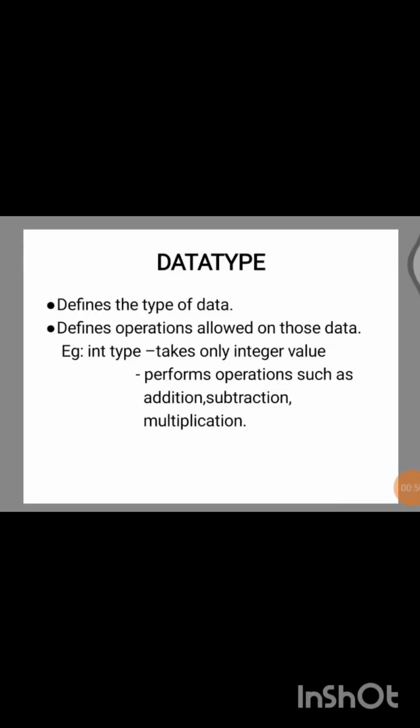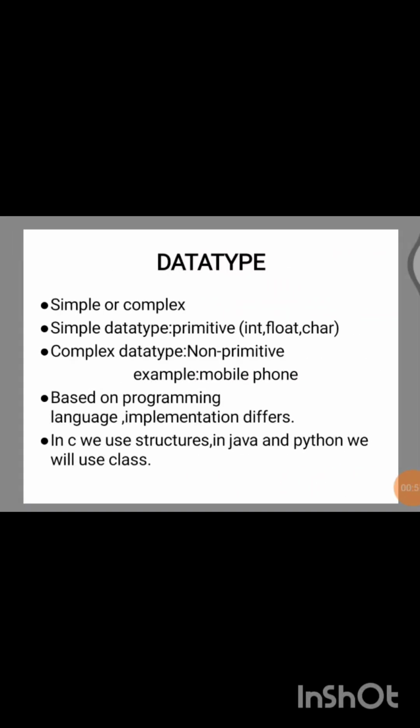A data type can be further classified into simple data type and complex data type. Simple data type includes integer, float, and character data types. And what does a non-primitive data type mean? If I want to create a variable for a phone, the mobile phone will have many properties, for example size, brand, processor, and all of this comes under one variable, which is called a complex data type.